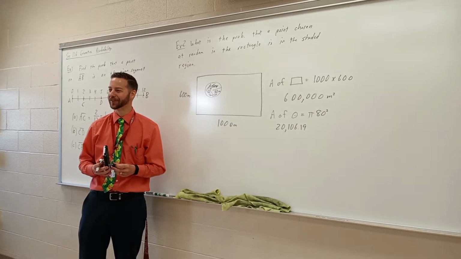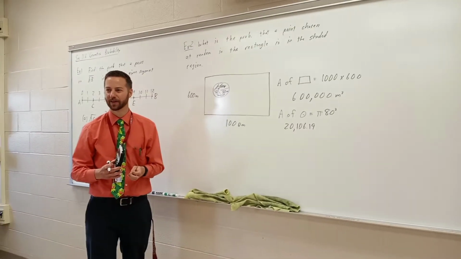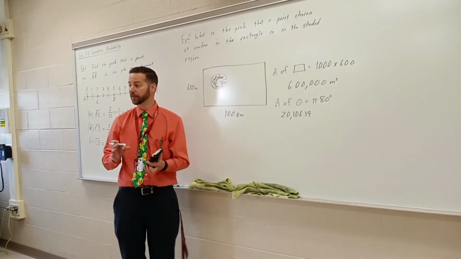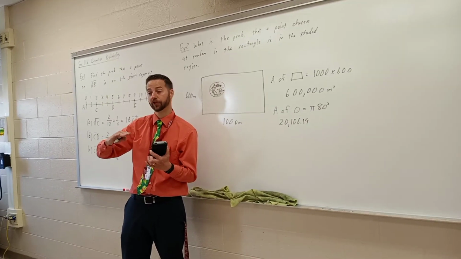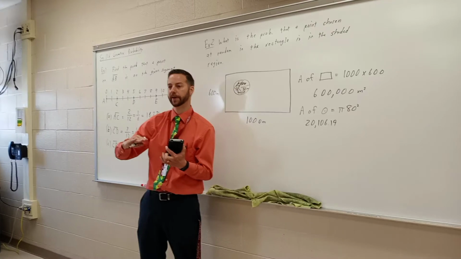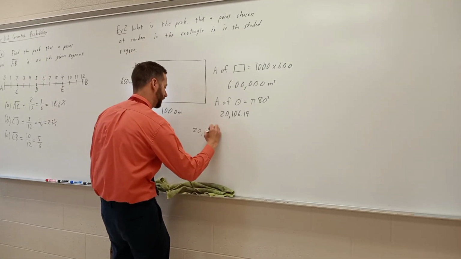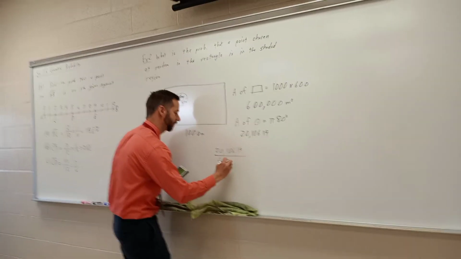So what do I do with this to make it a probability? Put the area of the circle over the area of the rectangle. Put the area of the circle over the area of the rectangle, exactly, because basically, isn't probability always desired outcome over total possible outcomes? Let's just replace the word outcome with area. Desired area over total possible area. And so the desired area is 20,106.19, total possible area is 600,000.